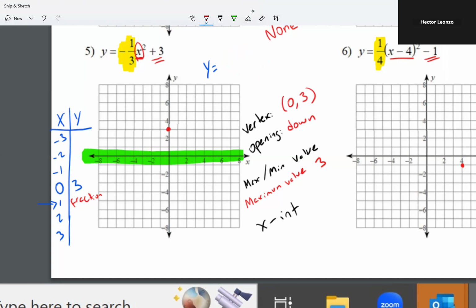How about 2? So I'm going to write the equation as y equals negative 1/3 times 2 squared plus 3. Notice how I put a 2 for my x. So what's the exponent, 2 squared? That gives me a 4, right? 4 times a negative 1/3. Oh man, that's also going to give me a fraction. So I'm not worried about this one.